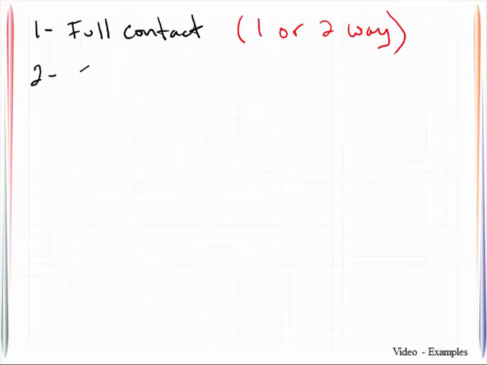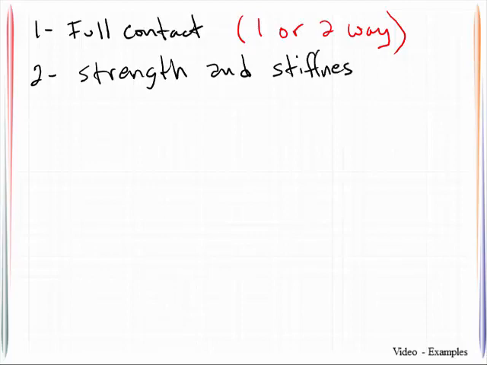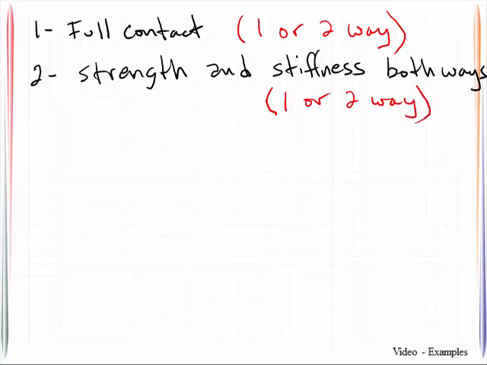Number two, we are told that it has strength and stiffness both ways. Once again, what that actually tells us is that it can be either a one or two way. So it is not conclusive. So the third thing we have to check is we will check the aspect ratio of the slab.